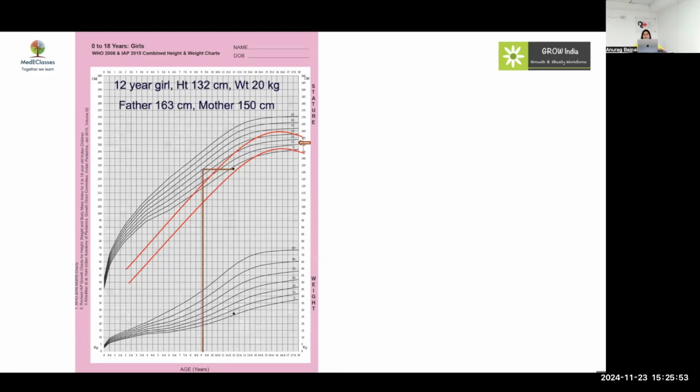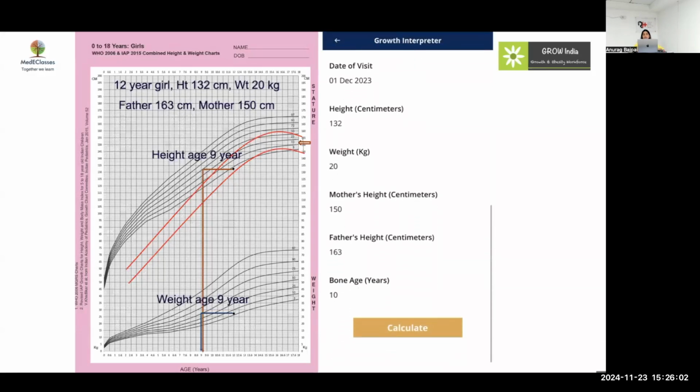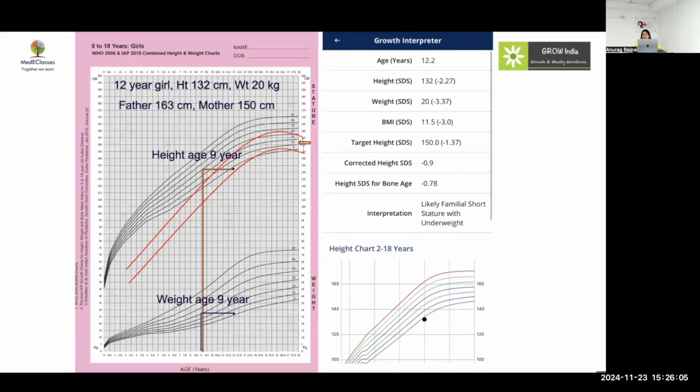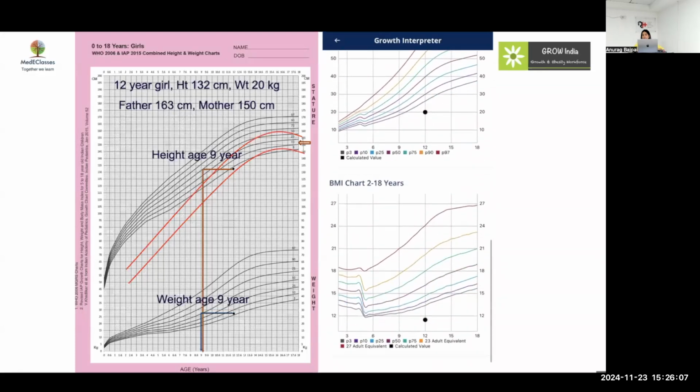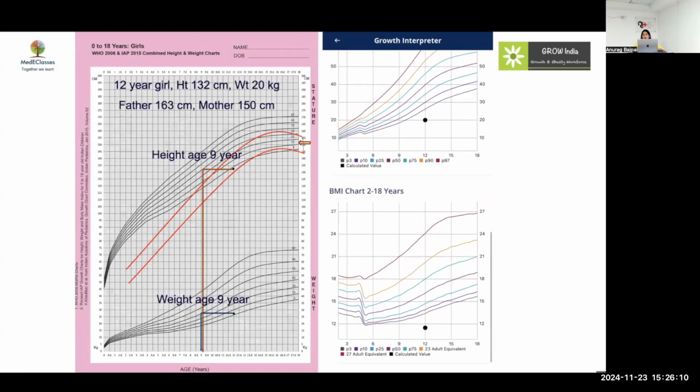And if we look at the height age, which is 9 years, and the weight age, which is also 9 years, both are lesser than the chronological age, which is 12 years. If we put all this data in the app, it will show that the child is likely to have familial short stature, along with this chart showing the BMI, height, and weight. And here we can see the corrected height SDS is more than minus 1.6. That shows this is a familial short stature pattern, not endocrine or other.